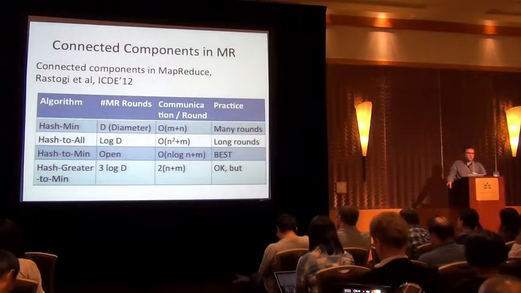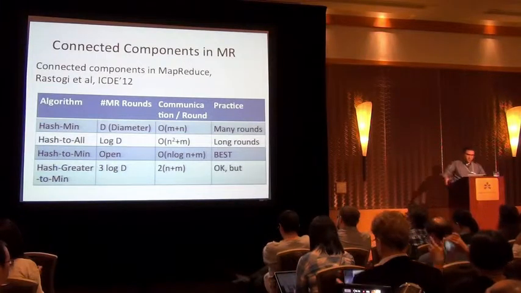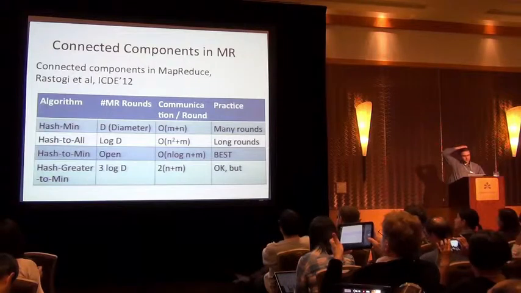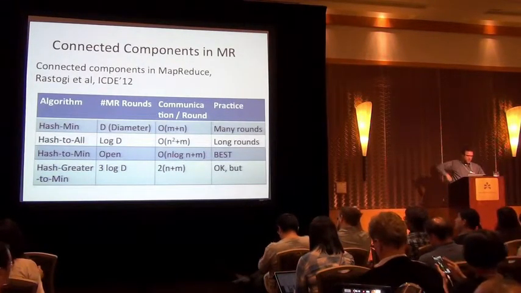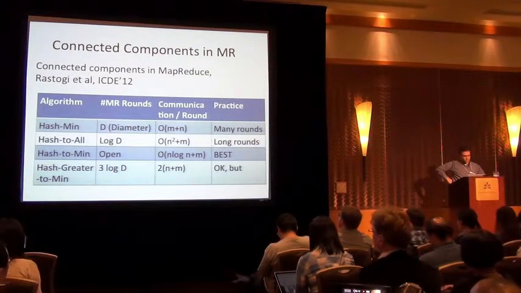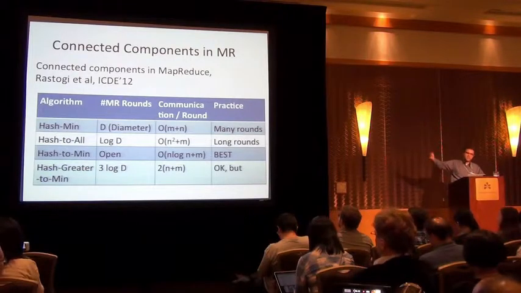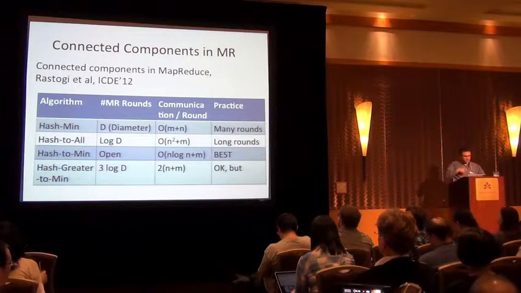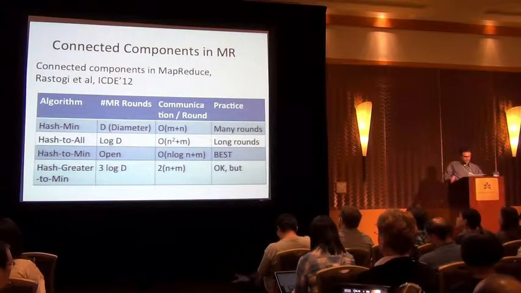If you look at the performance of these different types of algorithms, you see that the number of rounds improves from the simple hash min algorithm to the hash to min or hash greater to min algorithm, but then the communication may increase. What they report in that paper is that the best algorithm is hash to min, where basically they have a relation between the min ID and the whole component.